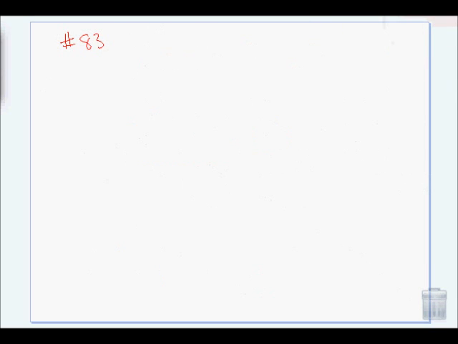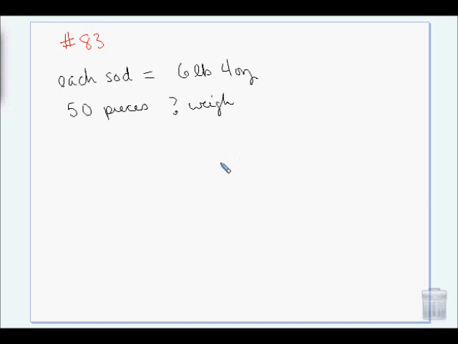Oh, let me pause. 83, we have Byron, and he's laying sod in his backyard. And each piece of sod is 6 pounds, 4 ounces. And we want to know if he puts down 50 pieces, how much does it weigh? To know if it fits in your truck. Okay. All right, so we have 6 pounds, 4 ounces.